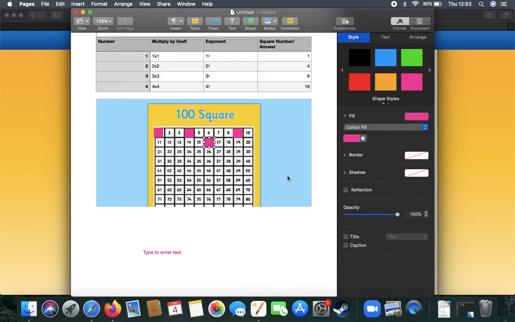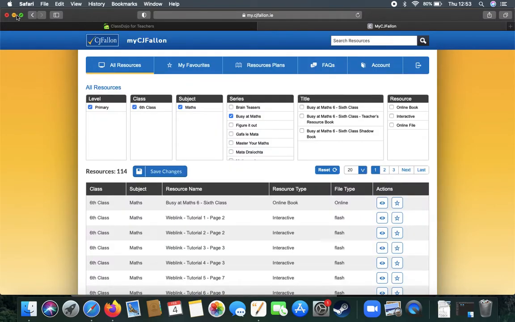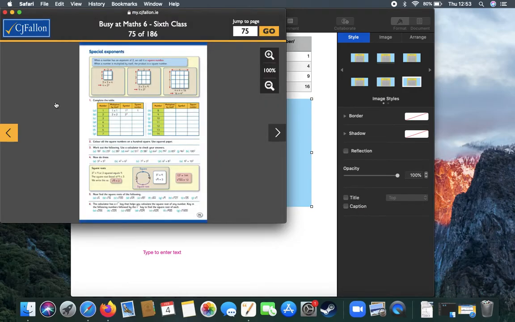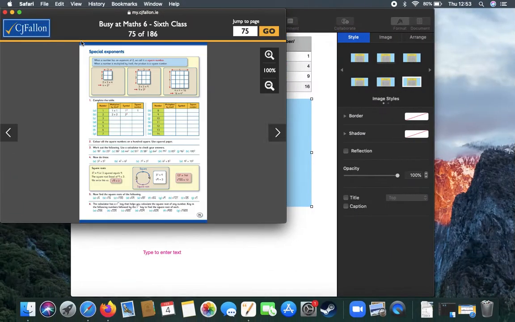So that's how you do number 2. You use the answers you got for number 1 and you colour in the 100 square to show the answers. That's all you do for number 2. I hope that's clear. And then moving on to the next bit, you work out the following using a calculator to work out your answers. Now, I didn't use a calculator for this bit. All I did was 18 to the power of 2.